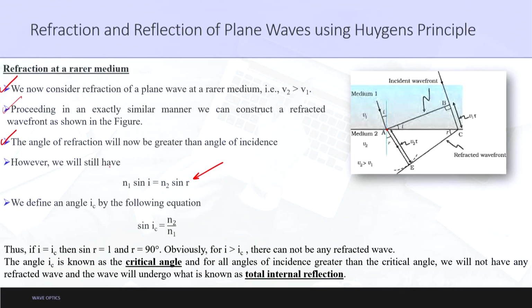It does not depend on whether the light is coming from a rarer medium or a denser medium. However, we will still have n1 sin I is equal to n2 sin R. Now, we define an angle IC by the following equation. Let there be an angle such that sin IC is equal to n2 by n1.